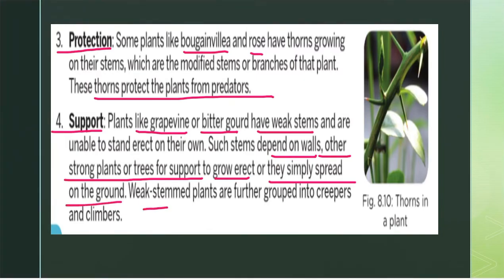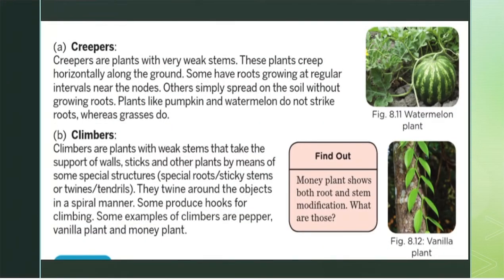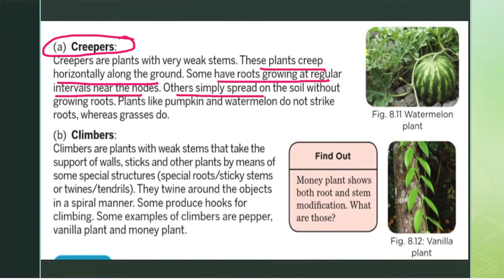So weak stem plants are further grouped into creepers and climbers. Now you know creepers and climbers both have weak stems. Creepers creep horizontally along the ground. Some have roots growing at regular intervals near the nodes. Others simply spread on the soil without growing roots. Plants like pumpkin and watermelon do not strike roots whereas grasses do.